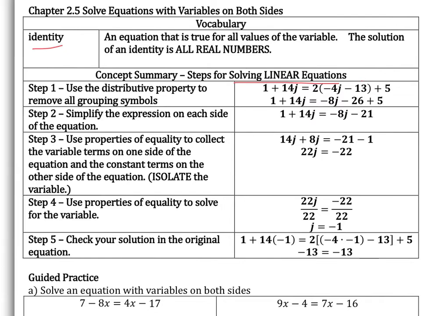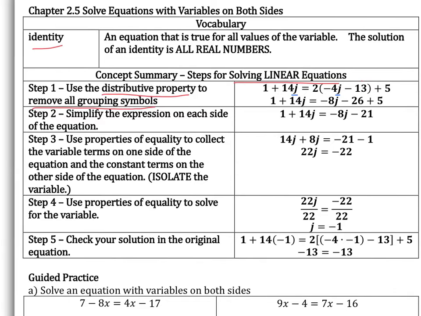So as you can see, the difference between this lesson and the previous lessons is that this equation has variables on both sides. But the way you solve it is very similar. But before you do anything, you need to first simplify each side of the equation. So the first thing we would do is to remove all grouping symbols. In this case, we have to use the distributive property.